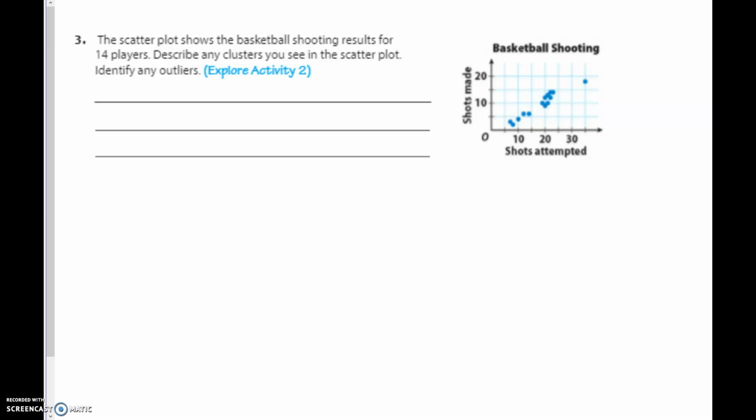Okay, the scatter plot shows people shooting basketballs. Describe any clusters you see. Well, it looks like I see a cluster here, and I see another cluster here. And identify any outliers. So it looks like we have an outlier over here. What would this be at? 35, 19. So we have an outlier at 35, 19. So 35 shots attempted, and they made 19.